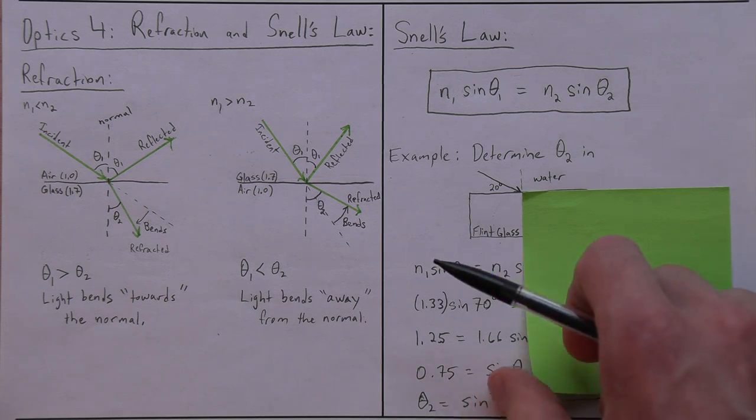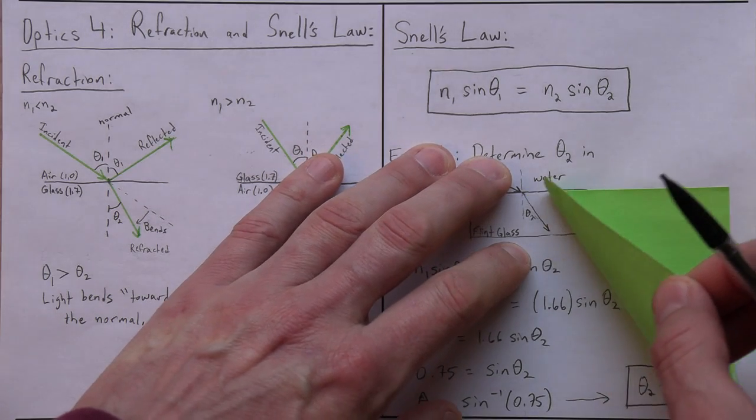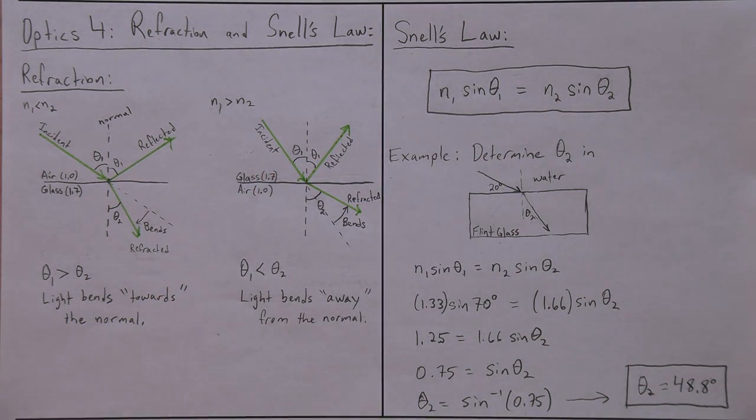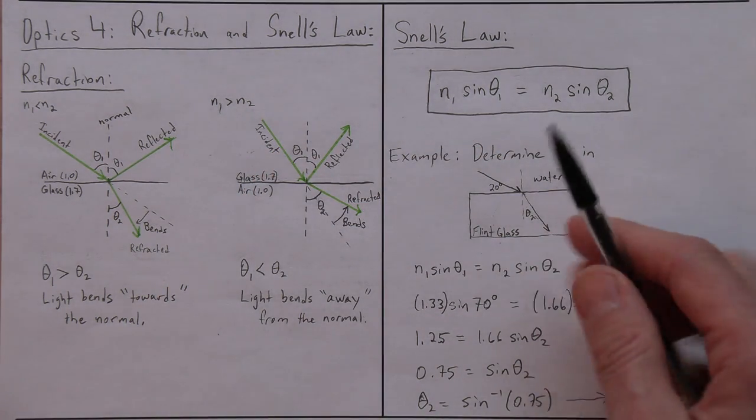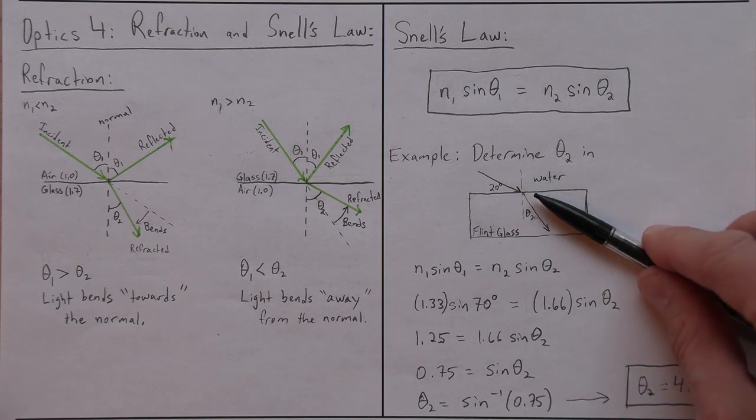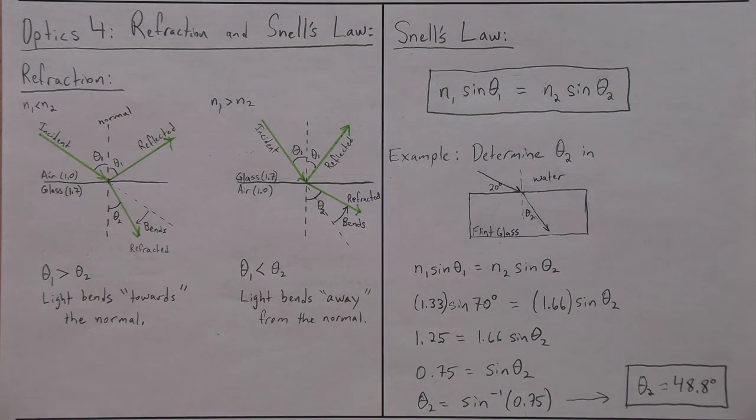Okay, so pause the video, think about it, and decide. All right, well, you should have said towards the normal. So there's a sketch of the light bending towards, right? This is the straight line path. It bends like that, smaller theta 2.